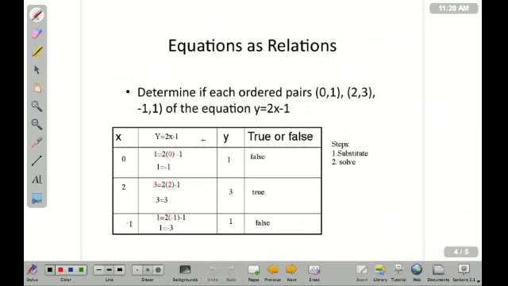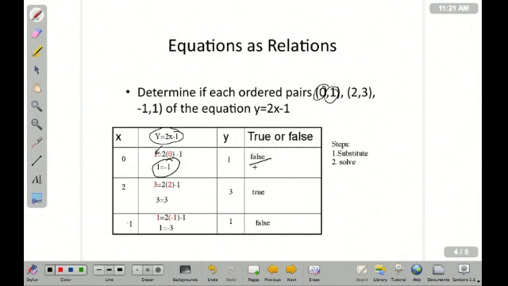So in this equation, we have an equation y equals 2x minus 1. And we've been given these set of ordered pairs. We've been given three sets of ordered pairs: 0, 1; 2, 3; and negative 1, 1. We want to plug in our x values for x, and then we want to simplify and get our y. So an example would be I substitute x. 2 times 0 is 0. 0 minus 1 is a negative 1. My y value, which is a 1, goes in this space here when I substitute. And negative 1 does not equal 1. So my answer is false.